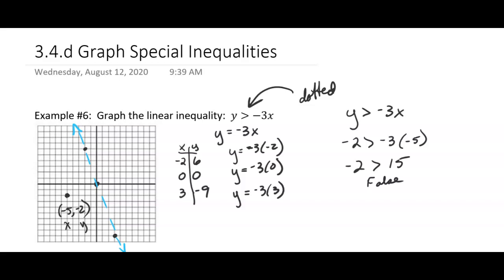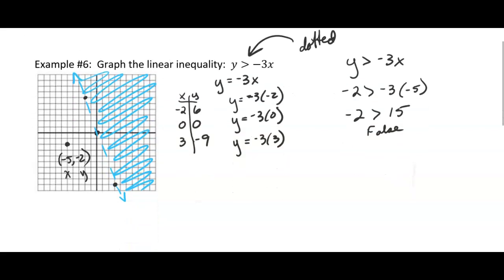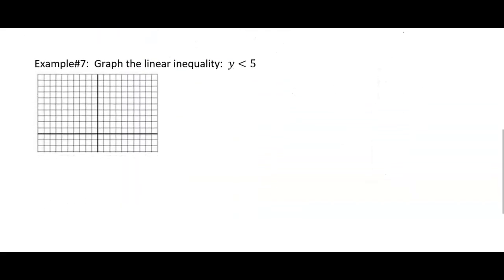So the point that I picked, it didn't work. It means that volleyball player didn't get the point. They hit it out of bounds or something. Anyway, not that side of the line, but the other side, the other team gets the point. Okay? So when you pick a point and it doesn't work, that's okay. It just means the other side of the line is shaded. Okay. So I'll try to do some more examples.